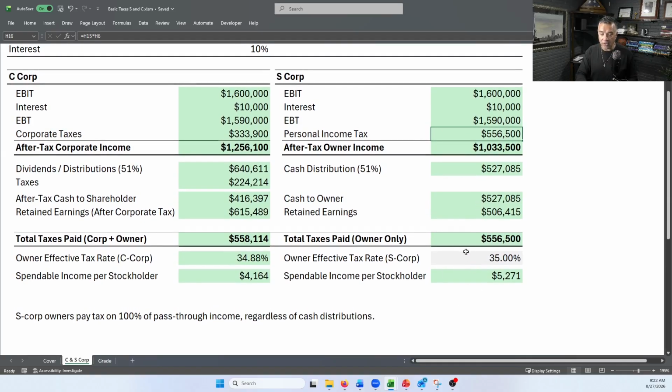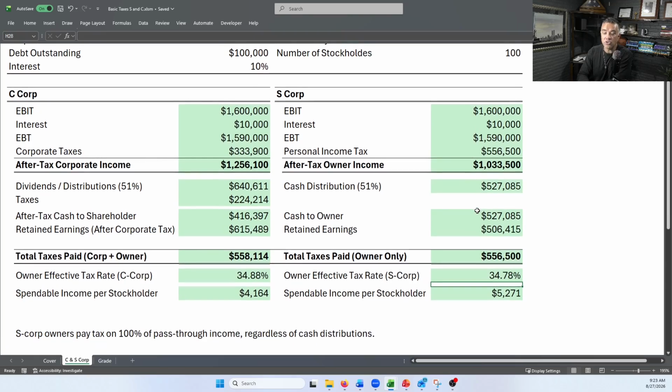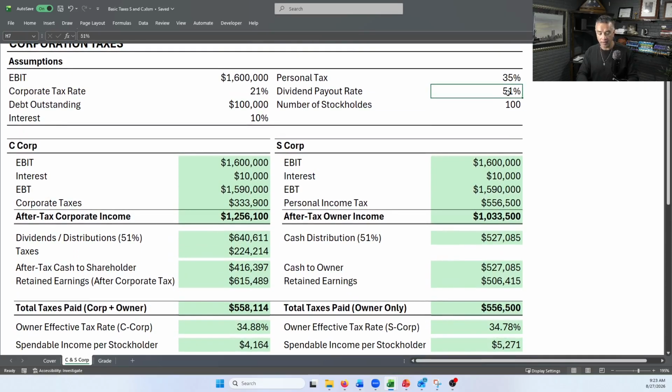So now what we got to do is we got to build this model on the S Corp to make sure it's proper. So I'm going to go equals. Now the taxes paid is going to be different, right? Because we multiplied the 35% by a lower amount than the EBIT. So I'm going to take that taxes paid, which is the same as right here, and I'm going to divide it by the EBIT. And as you can see, if you introduce interest, now things are going to change a little bit.